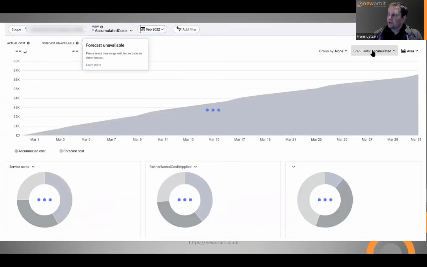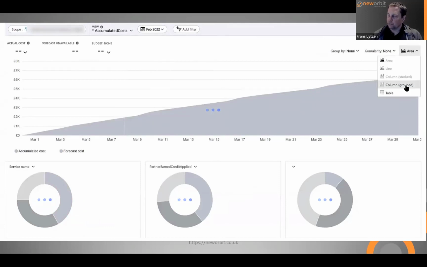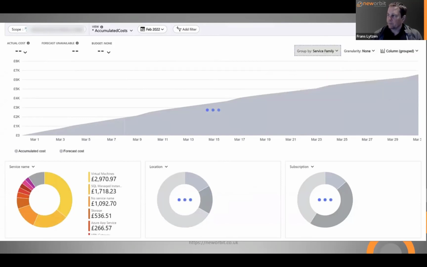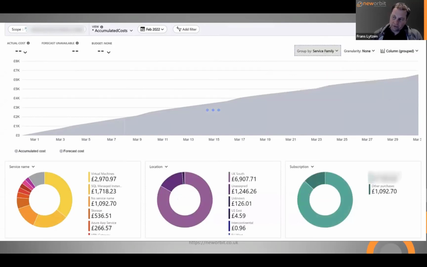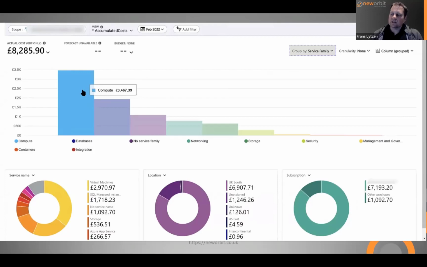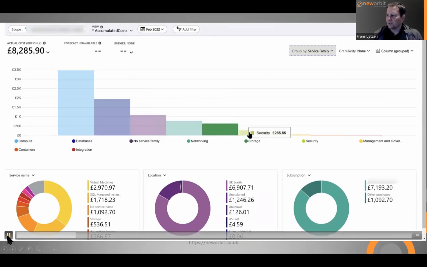Obviously, that's at the top. Then I'll change the granularity to none, and then go to group columns. And then I group it by something called service family. Then you sit and wait for about 30 seconds, and then you get something like this. That tells me immediately that in this case, they're spending quite a lot of money on compute, nearly twice as much as on databases. No service family is reserved instances, and then storage and security is the rest of it.